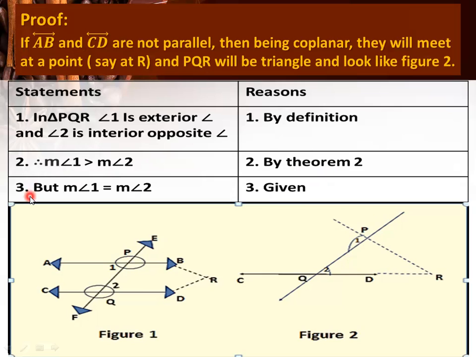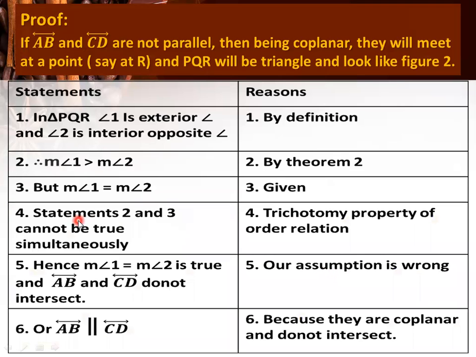But it is given that the measurement of angle 1 is equal to the measurement of angle 2. What is given in the statement is that the alternate angles are congruent, and your alternate angles here are 1 and 2. The given thing is that angle 1 and angle 2 must be equal, and if you are assuming that they will meet at one point, it means that angle 1 must be greater than angle 2. So obviously statements number 2 and 3 cannot be true simultaneously.